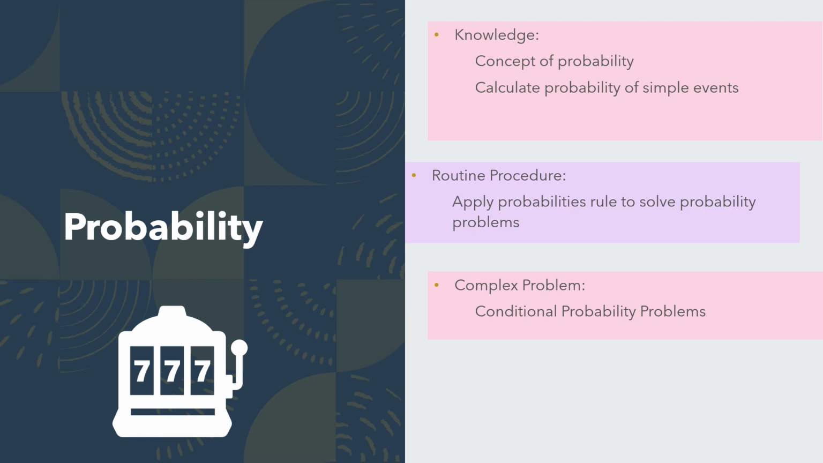Under a complex procedure level, we will see if students can deal with more intricate scenarios, like using conditional probability to solve problems. And under the problem-solving level, we will see if students can apply their knowledge in a real-world setting, like predicting outcomes in games of chance, assessing risk in decision-making, and modeling random processes.